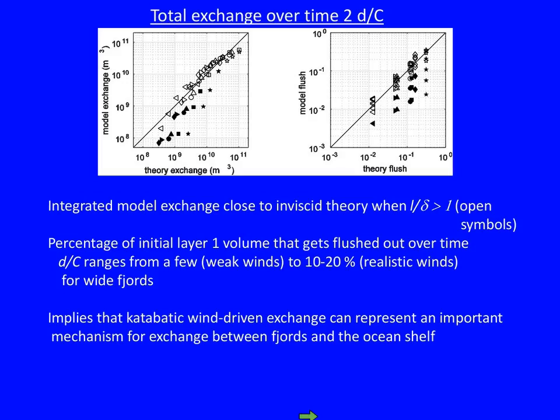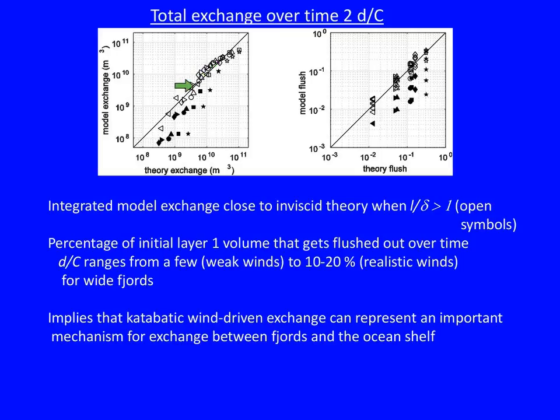So instead of just picking up the maximum velocity, another quantity you might be interested in is the total exchange between the fjord and the open ocean. So I'm not showing the theoretical representation of that here, but you can get it from that Farmer theory. So this is the diagnosed exchange in cubic meters from the model, and this is what's predicted by the theory. And if they agreed perfectly, they would fall along this line. Most of them do within a reasonable factor.